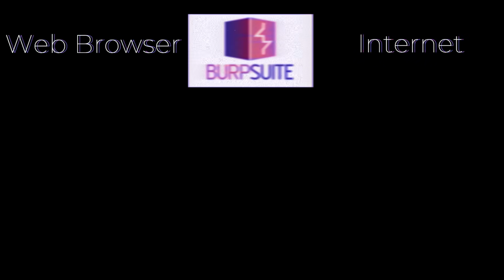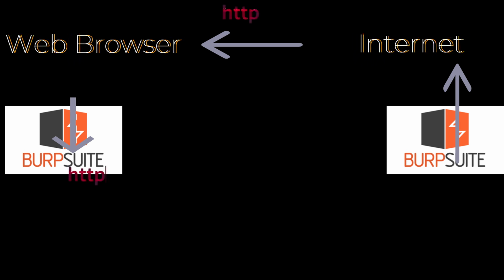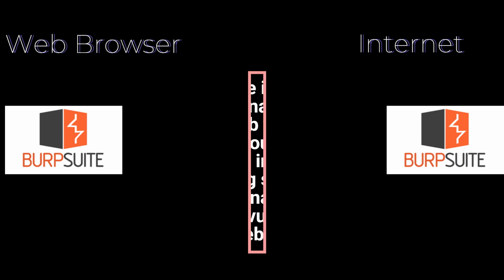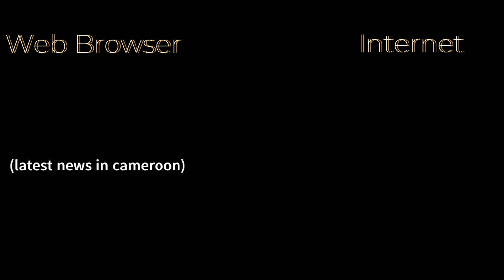It sits between your web browser and the internet, allowing you to inspect, intercept, and modify all requests and responses. In normal browsing, let's say you search something like latest news in Cameroon. Normally, the web browser sends an HTTP request to the web server, and the web server sends an HTTP response back to the web browser. This happens invisibly, but with a tool like Burp Suite, requests can be paused, inspected, and modified before they reach the web server.